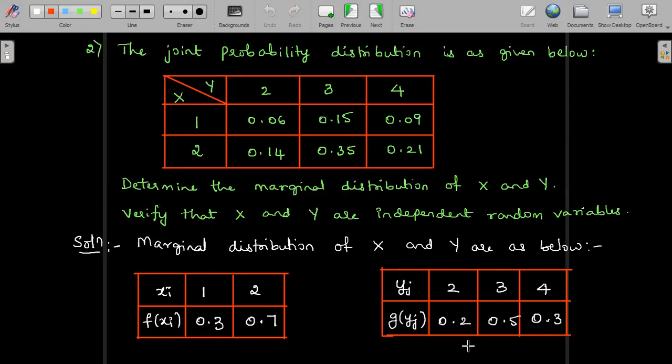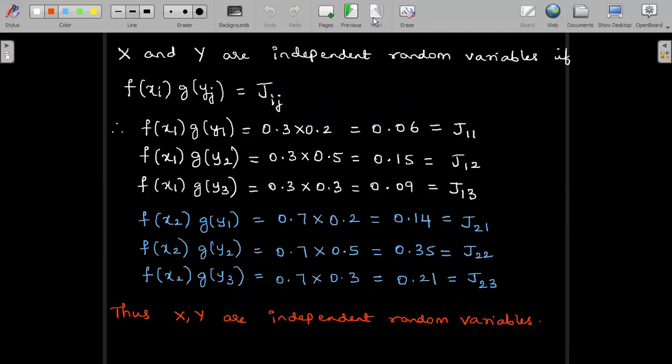So this usually becomes common for every problem, right? If the joint probability distribution table is given, then we have to find out the marginal distribution of x and the marginal distribution of y. Then in this question, it was asked to show that or verify that x and y are independent random variables. So to say x and y are independent, it should satisfy the condition f of xi into g of yj is equal to Jij. And when I say equal to, it should be equal for every value of the joint table. So that is why we have to prove it for every value and then conclude.